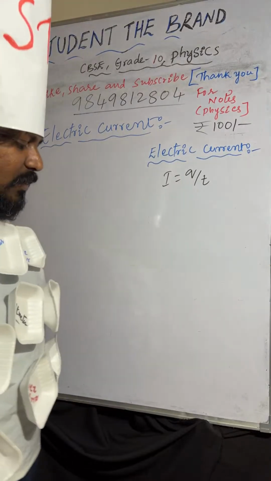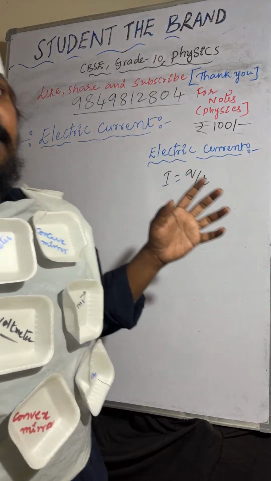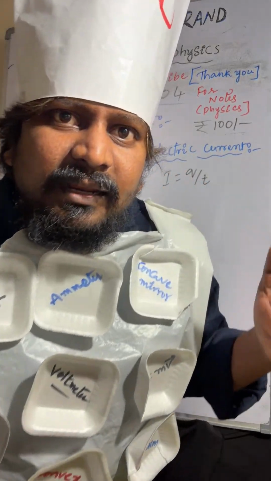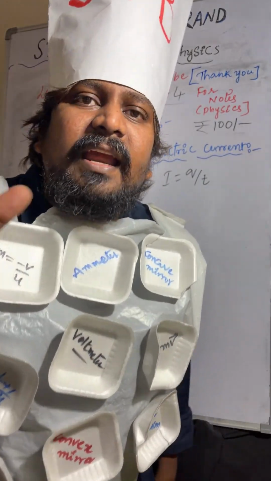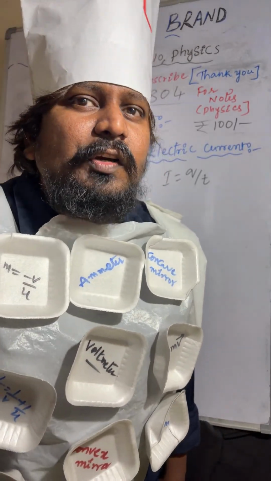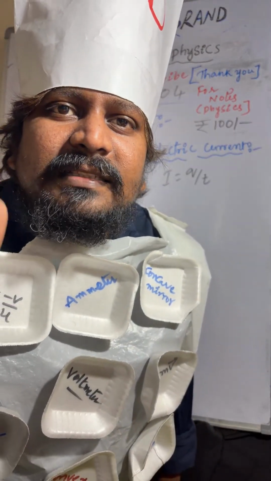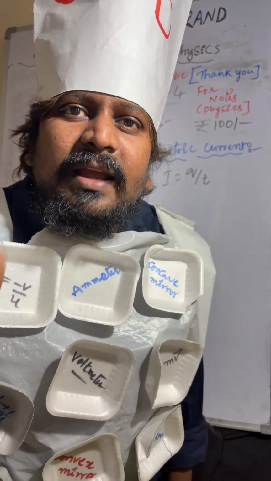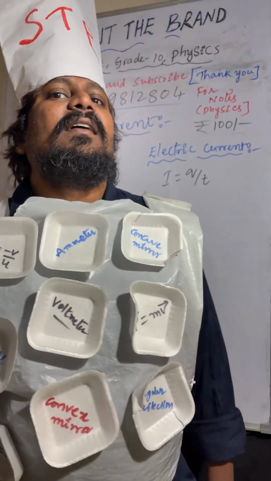Today's topic is electric current. Electric current is nothing but the rate of flow of charge. Rate of flow of charge is called electric current. I equals Q by T. The SI unit of current is ampere. The SI unit of charge is coulomb. The SI unit of time is second.